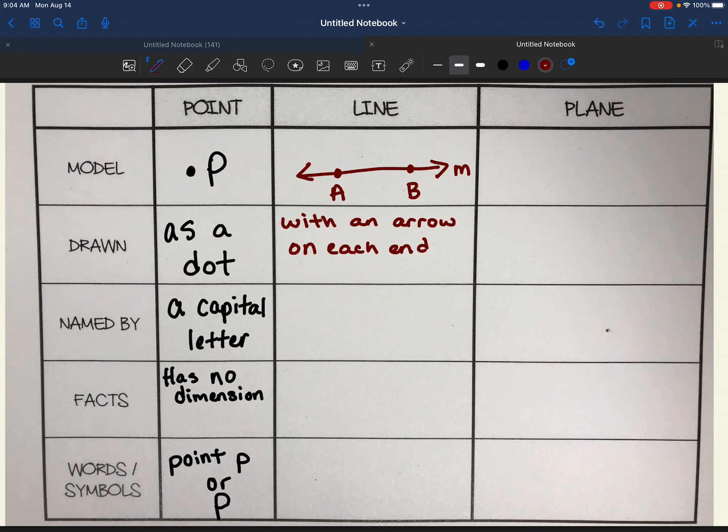All right, so what do we know about when we're naming it? Has to have 2 what? Points. Either has to have 2 points or a lowercase letter.